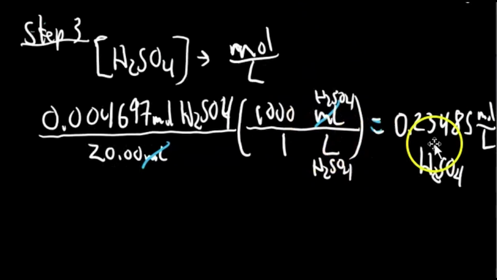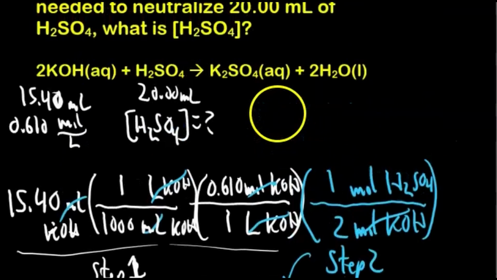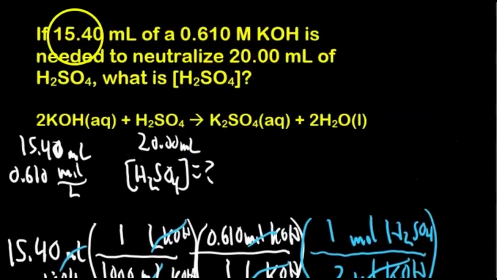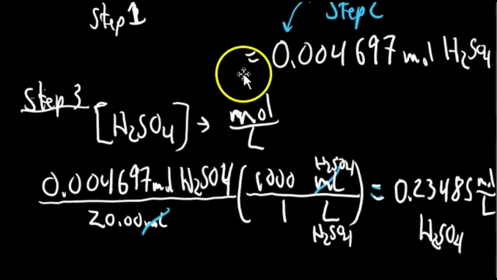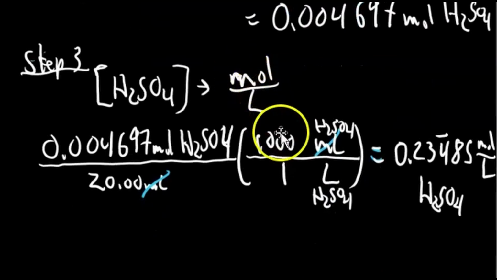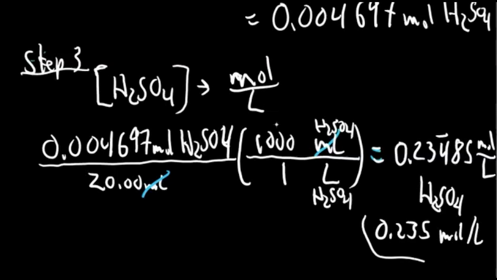Oh yeah, sig figs. Lastly, sig figs. So we'll go to the top. We have 4 sig figs here, 3 here, 4 here. We haven't added or subtracted anything, we're just multiplying, so we take the one with the lowest number, which is 3. So 0.235 moles per liter.